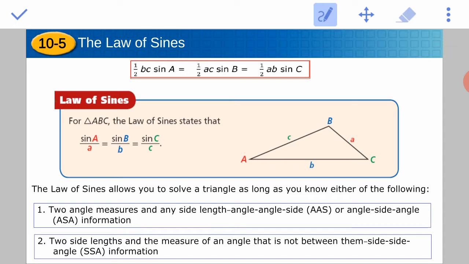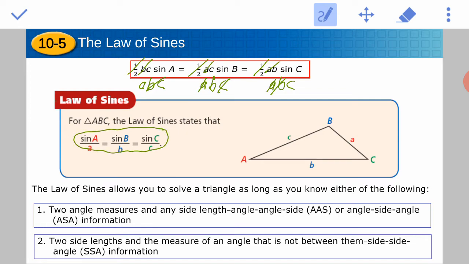Since the area of the triangle has three forms and the three forms are equivalent, we can cross out this half with this half with this half. We can divide everything by this half. Also, we can divide the three ratios by abc. Guys, I'm trying to prove the law of sines. It is not necessary, but just for your own information. If you simplify this bc with this bc, and if you simplify this ac with this a and this c, and if you cross out ab with a and b, you will have this law. We call it the law of sines.